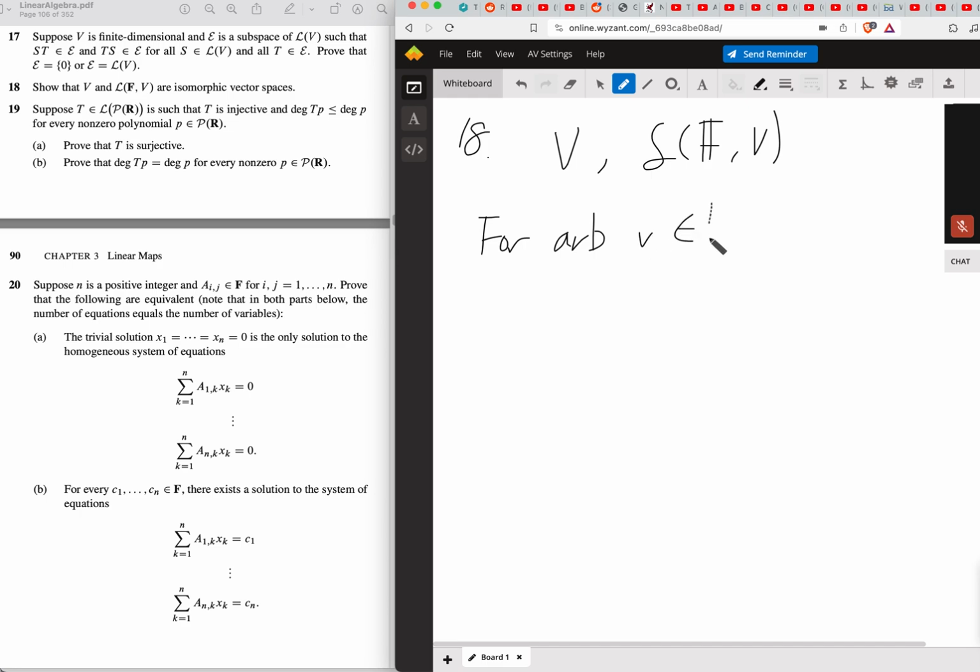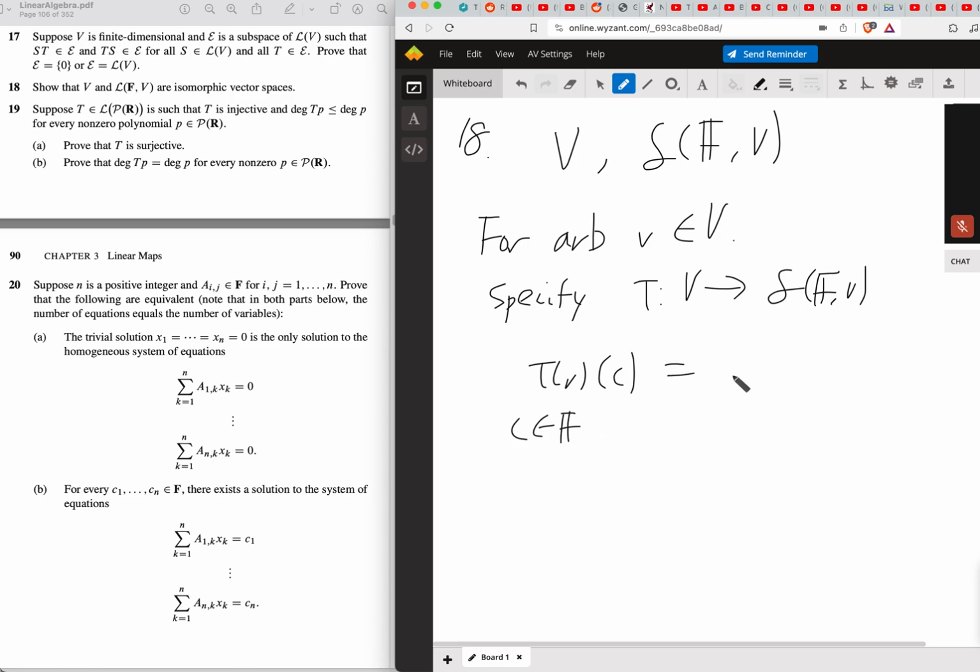So for arbitrary V in the vector space V, what you want to do is specify a function T from V to L(F, V), such that T(V) of C, where C is in F, results in CV. This is your specification, right? This is precisely what you want to define.